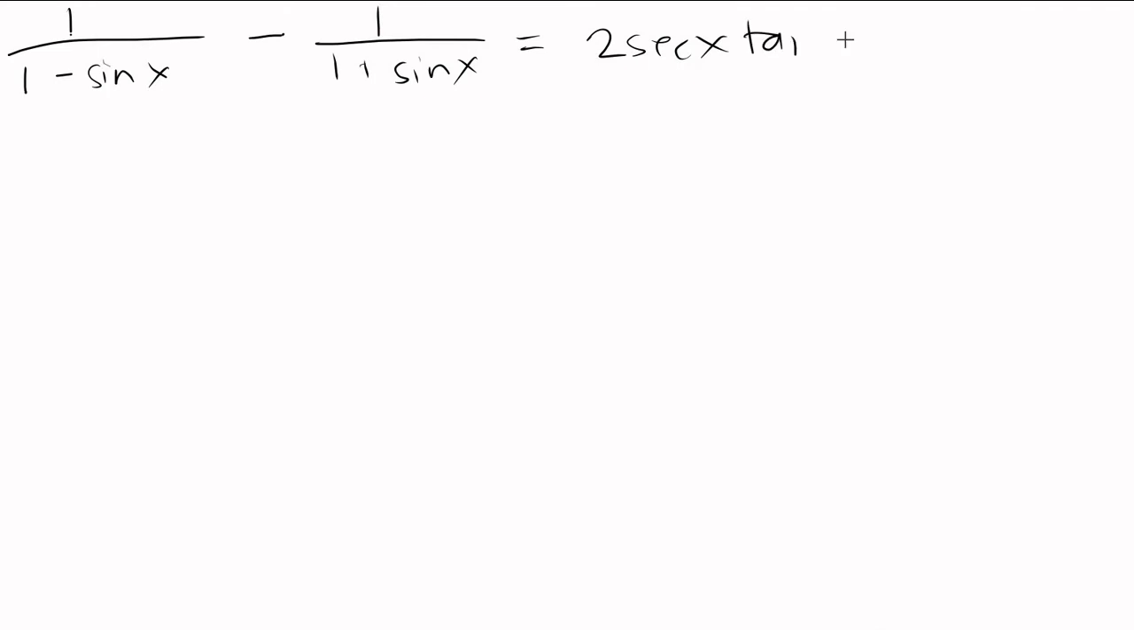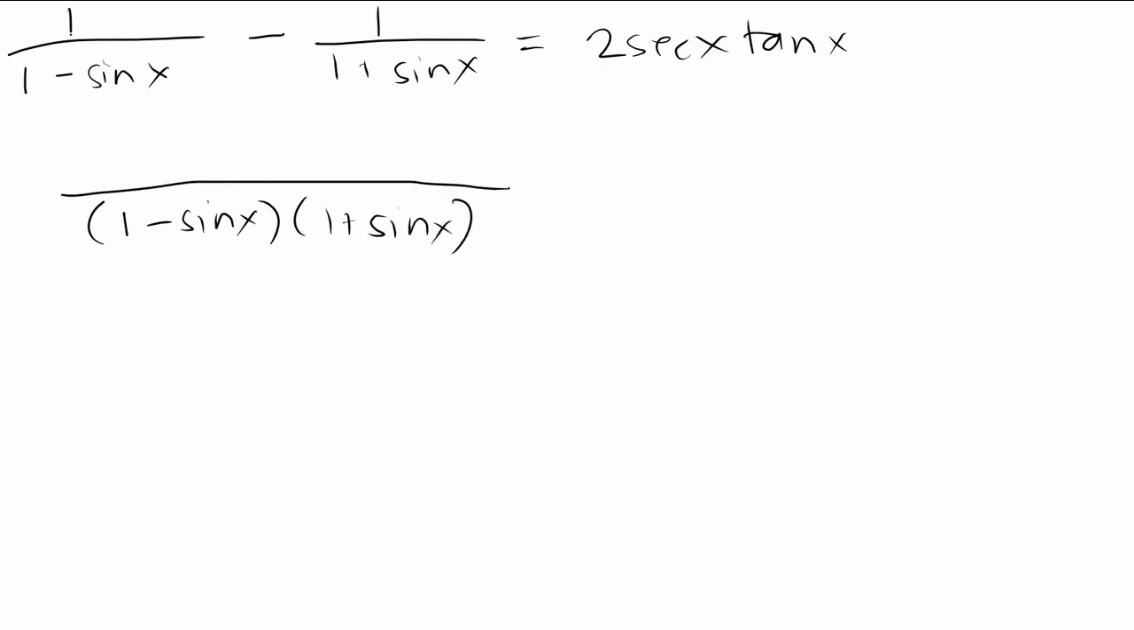Okay, so now let's work on the last problem, which is 1 over 1 minus sine x minus 1 over 1 plus sine x equal to 2 secant x tangent x. So what we have to do is make the denominators equal so that we can proceed with subtraction. That means that we should multiply 1 minus sine x and 1 plus sine x. For the first fraction, we will get 1 plus sine x because 1 minus sine x will be cancelled. For the second one, we will get 1 minus sine x because 1 plus sine x will be cancelled.